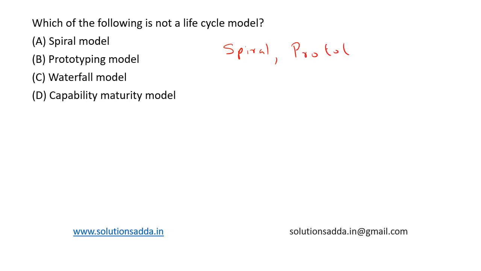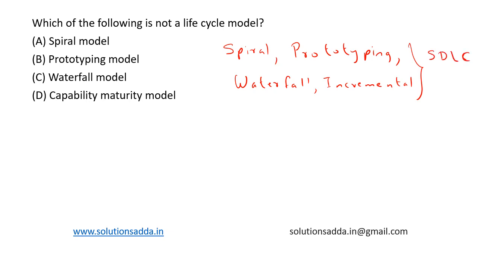Some examples of software lifecycle models are spiral, prototyping, waterfall, incremental, etc. These are SDLC, software development lifecycle models, whereas capability maturity model is a process model which specifies the process improvement approach in software development. So capability maturity model is not an SDLC. The question is, which of the following is not a life cycle model? Option D, capability maturity model, is not a life cycle model. So option D is the correct answer.